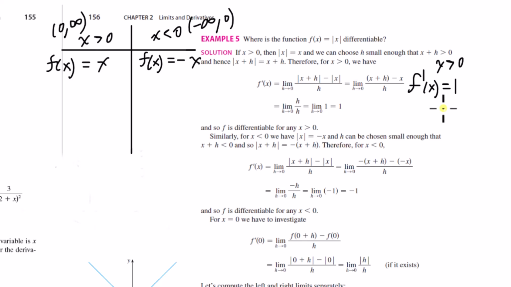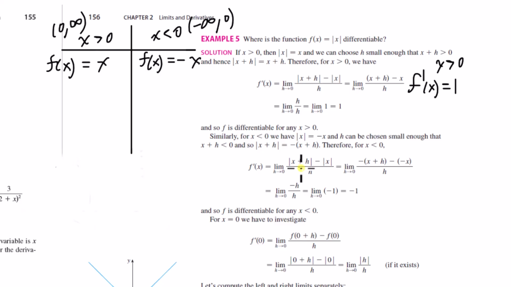A line has the exact same slope of the tangent line to the curve everywhere. The slope of a line doesn't change. It's constant. And so f of x is differentiable for all x greater than 0, because you plug any x that's greater than 0 into the derivative function and you get an output, 1. All right, what about when x is less than 0?